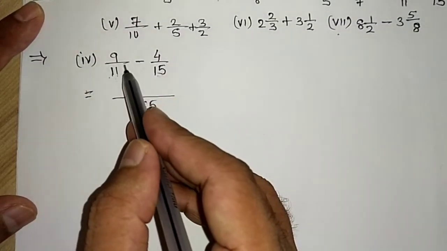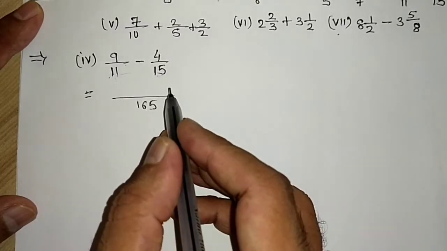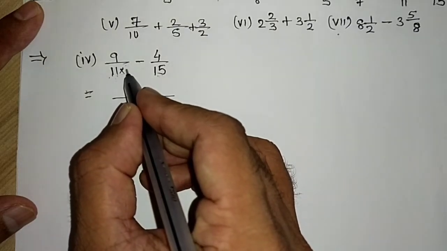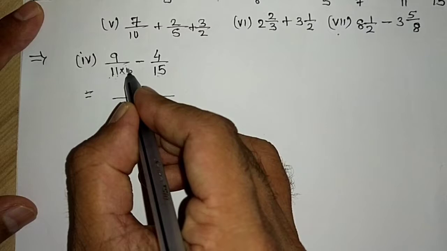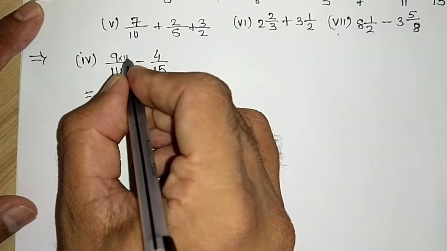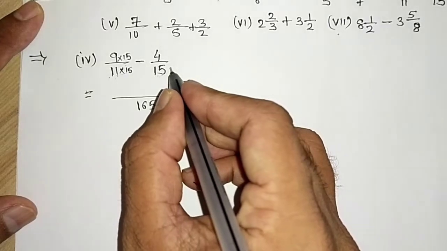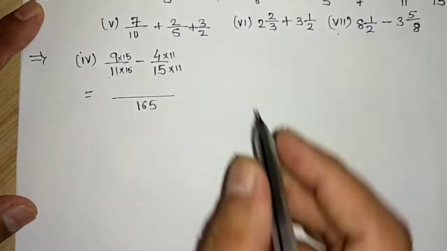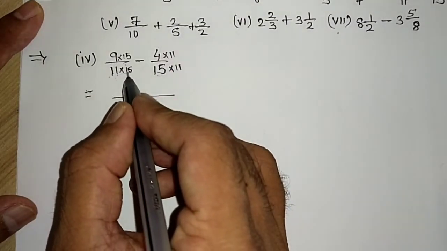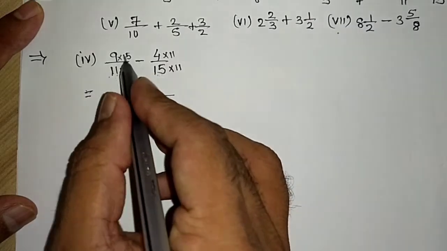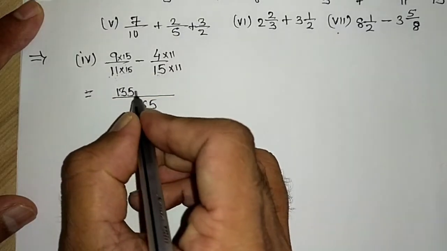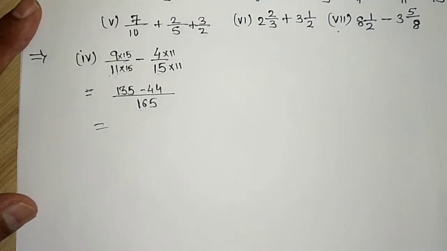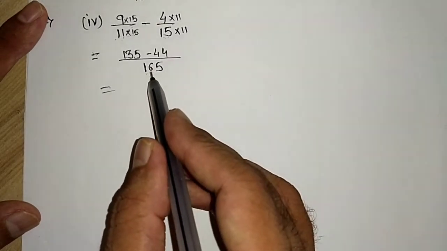Now we will make both fractions have denominator 165. So 11 to become 165 should be multiplied by 15, so definitely we will multiply the numerator by 15 above also. Same way, 15 to make it 165, we will multiply by 11, so the numerator also we will multiply by 11. So our fraction will become 15 11s is 165, and 15 9s is 135, and 11 4s is 44. So our answer will be 135 minus 44 divided by 165.